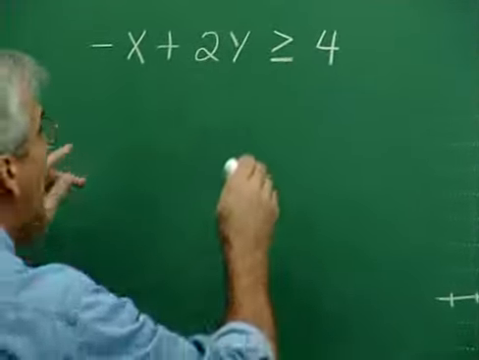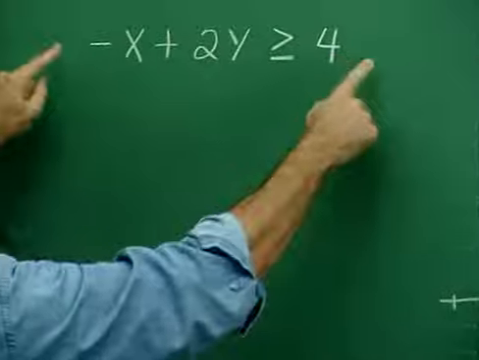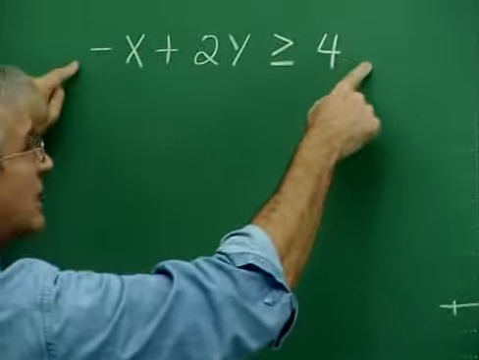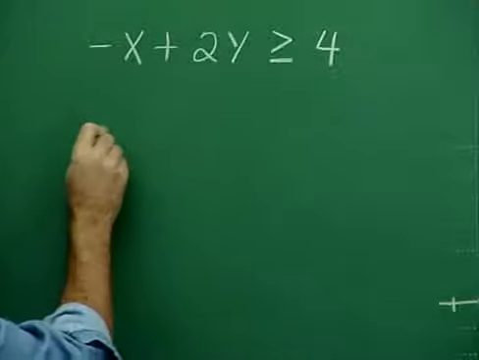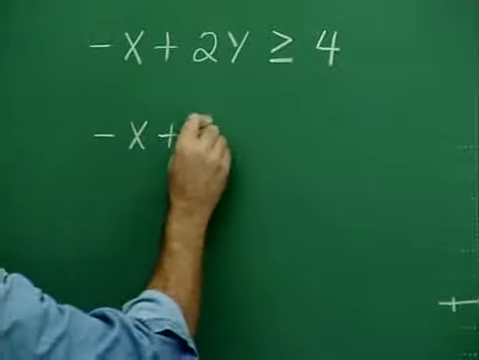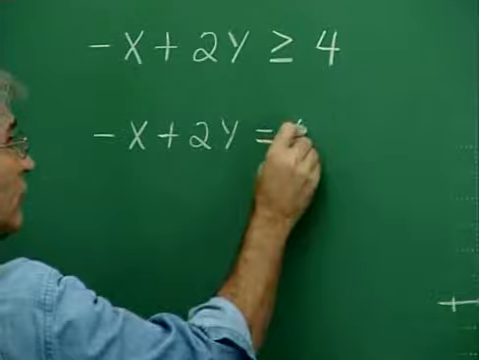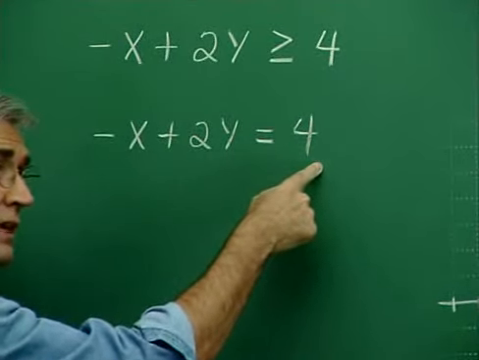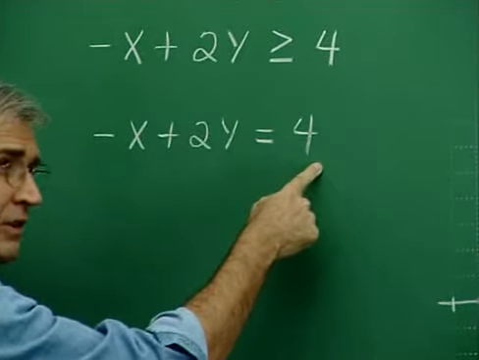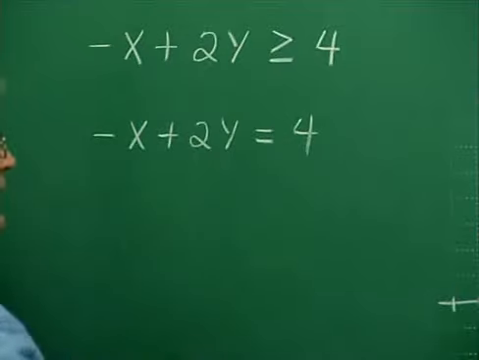We begin by writing the related equation. An equation related to this is simply: take the inequality and write the equation. That is, write minus x plus 2y is equal to 4. Now, the graph of this equation is a line, and it turns out that that line is the border of the solution region for the inequality.